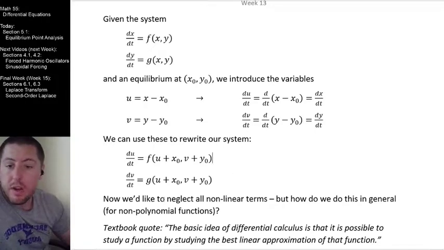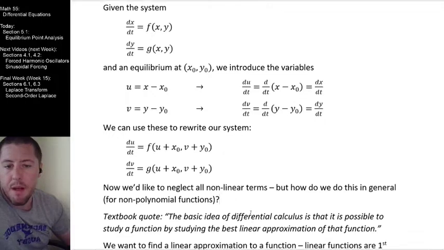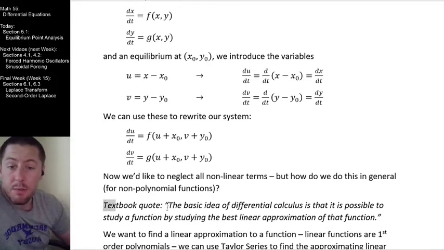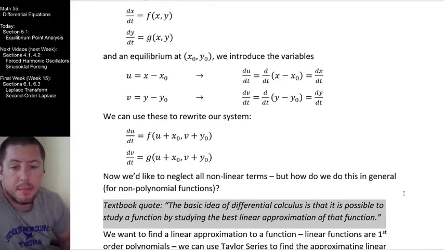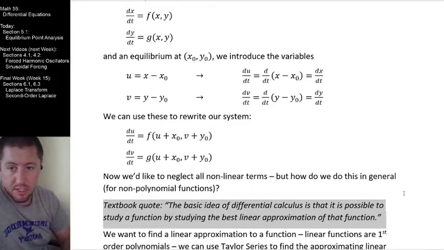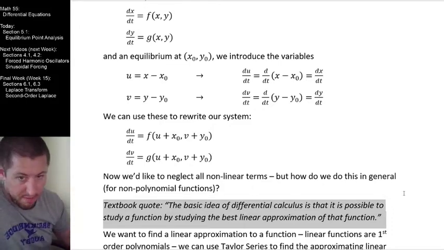Our next step now is to neglect all of those higher order terms. But how do we do this in general and for non-polynomial functions? The textbook has a very nice quote on this one right here. The basic idea of differential calculus is that it's possible to study a function by studying the best linear approximation of that function, saying, just look at the line version of everything.